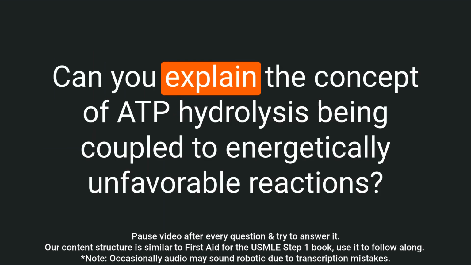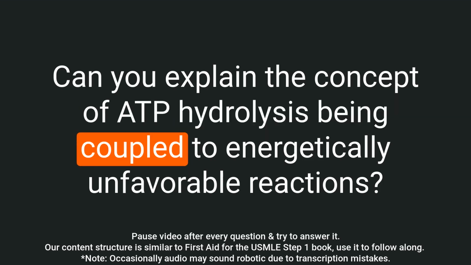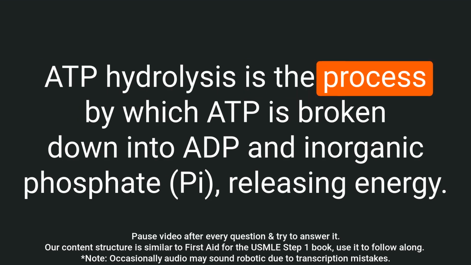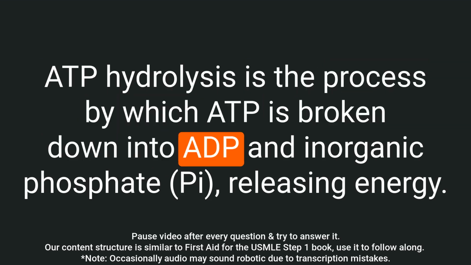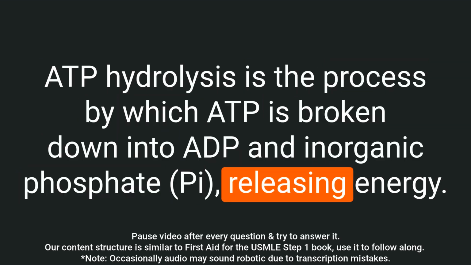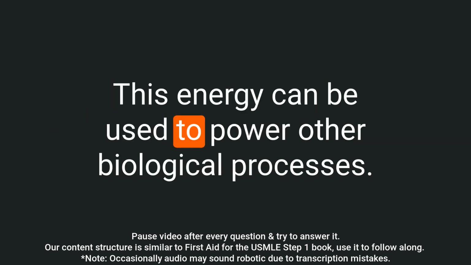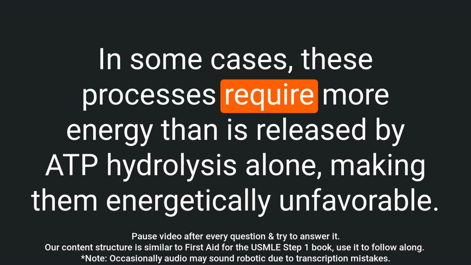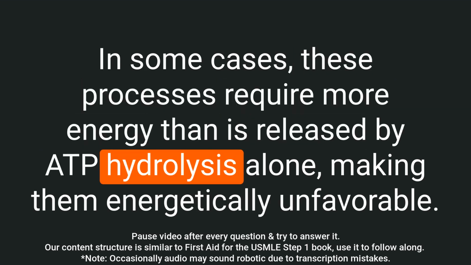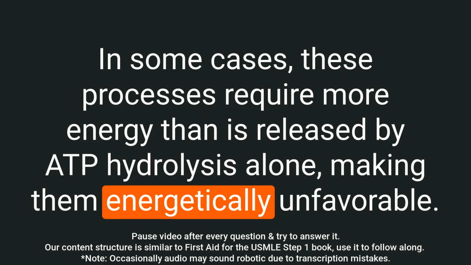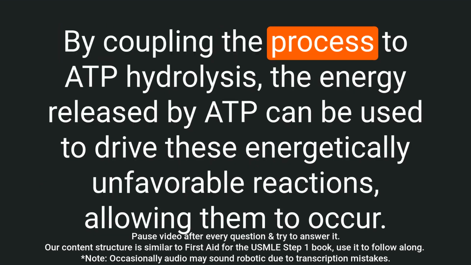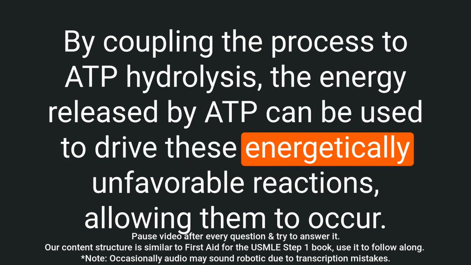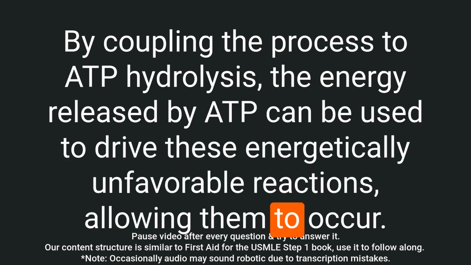Question: can you explain the concept of ATP hydrolysis being coupled to energetically unfavorable reactions? Answer: ATP hydrolysis is the process by which ATP is broken down into ADP and inorganic phosphate, releasing energy. This energy can be used to power other biological processes. In some cases, these processes require more energy than is released by ATP hydrolysis alone, making them energetically unfavorable. By coupling the process to ATP hydrolysis, the energy released by ATP can be used to drive these energetically unfavorable reactions, allowing them to occur.